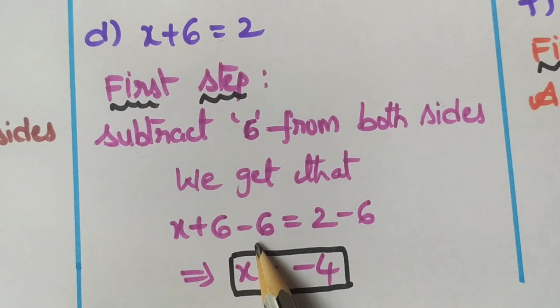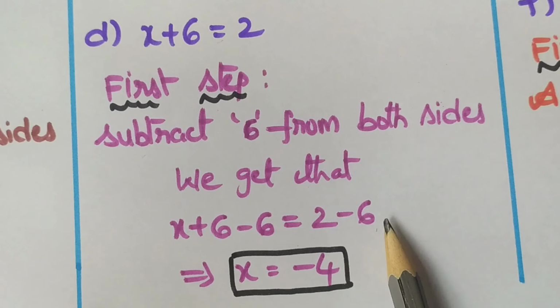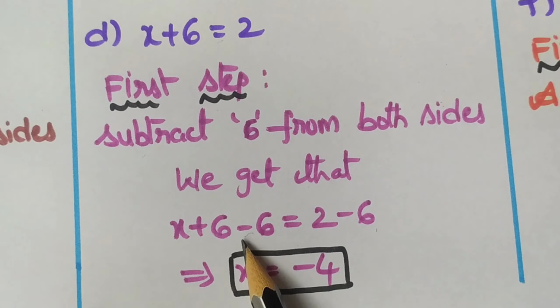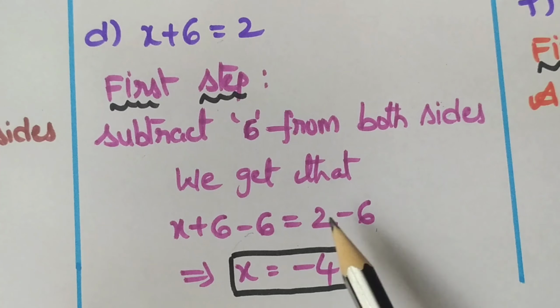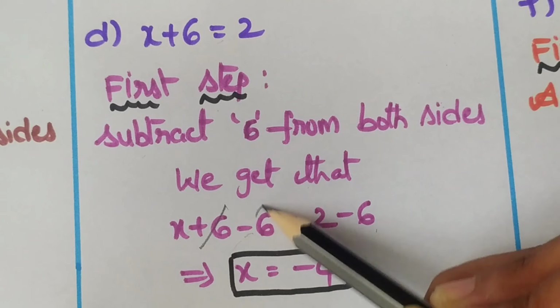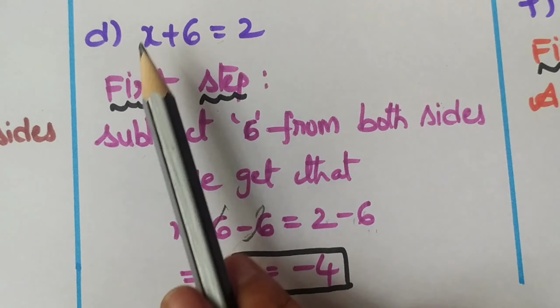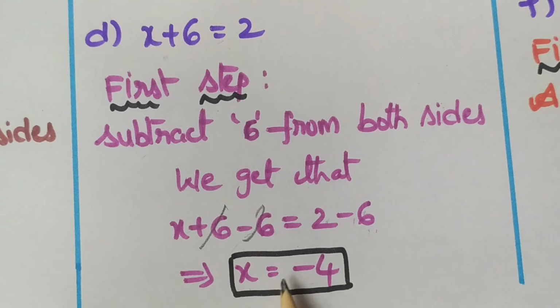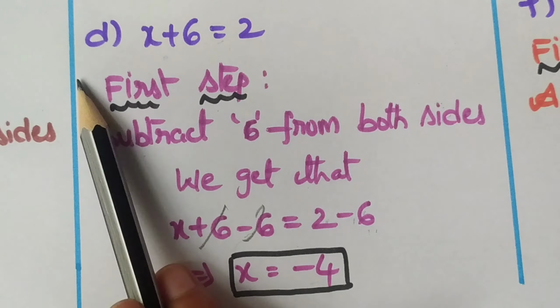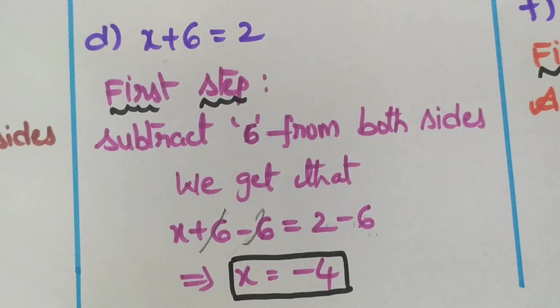x plus 6 minus 6 is equal to 2 minus 6. If we subtract 6 from LHS, we also have to subtract 6 from RHS, right hand side. So x plus 6 minus 6 is equal to 2 minus 6. x plus 6 minus 6 get cancelled, and x is equal to 2 minus 6. 2 minus 6 is minus 4. So x equal to minus 4. Now x plus 6 is equal to 2, where x equal to minus 4. With this, D bit gets completed.